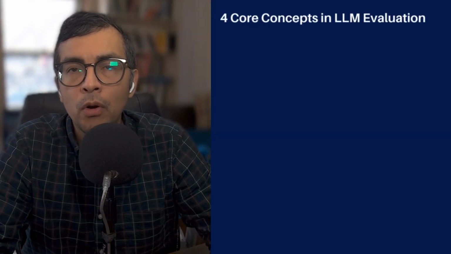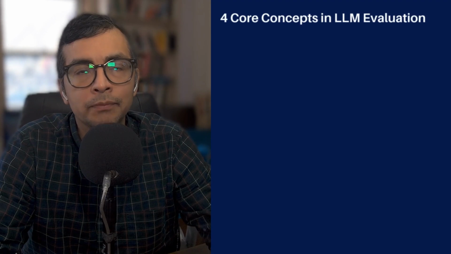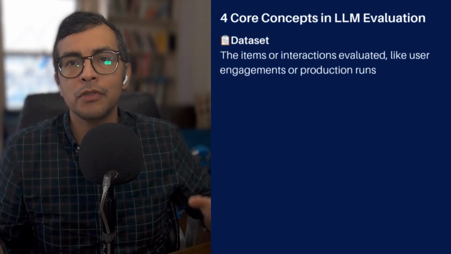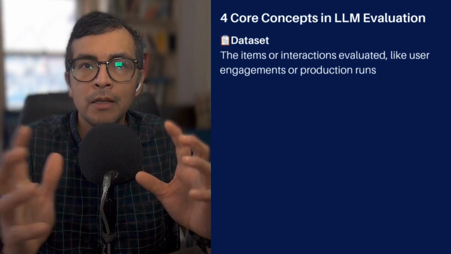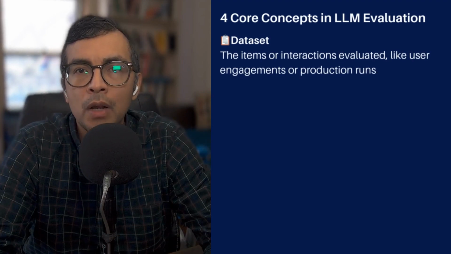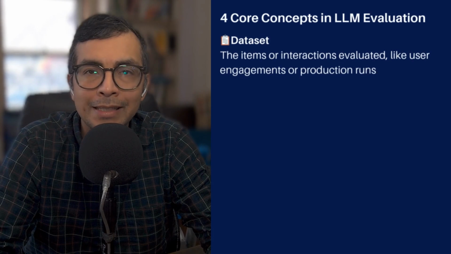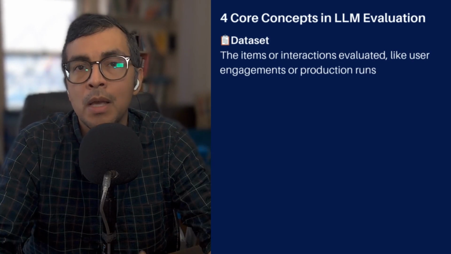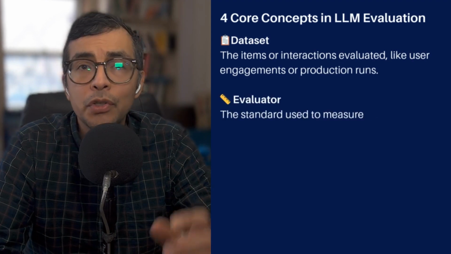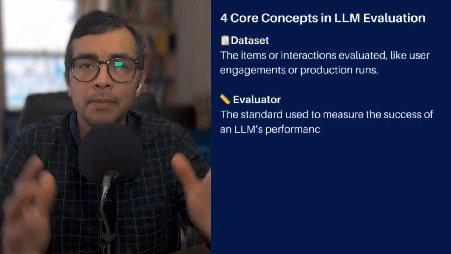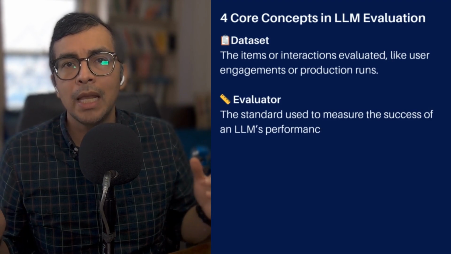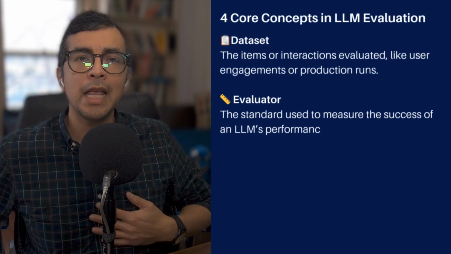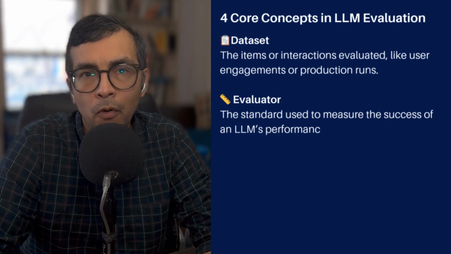There are essentially four main components that we have to consider. Number one is the dataset. This refers to the list of items or interactions that we are evaluating. Think of this as all of the runs that your LLM performs in production or examples of engagements an LLM might have with a user. Number two is the evaluator. This is the mechanism that we're going to use to determine whether a run was successful or not. It acts as the benchmark or the standard for assessing the LLM's performance.